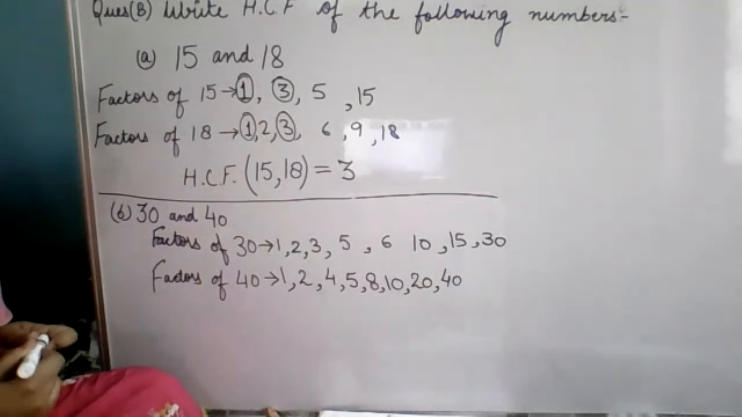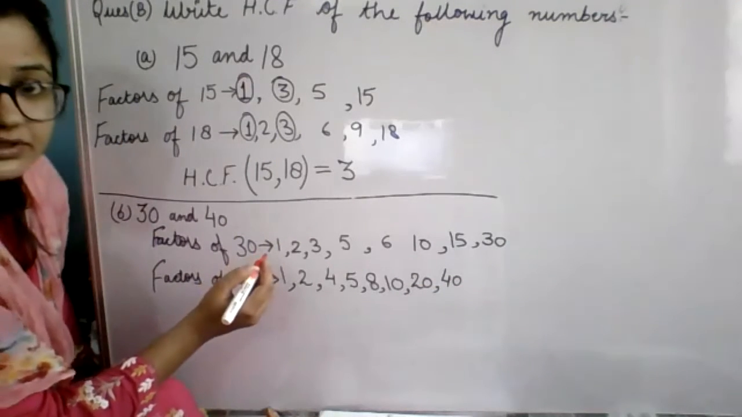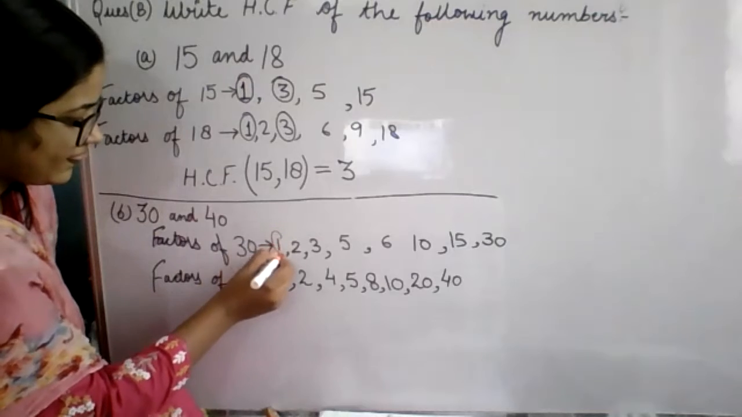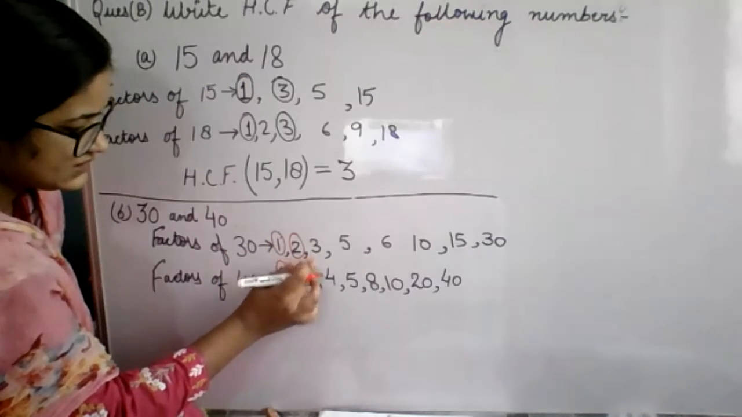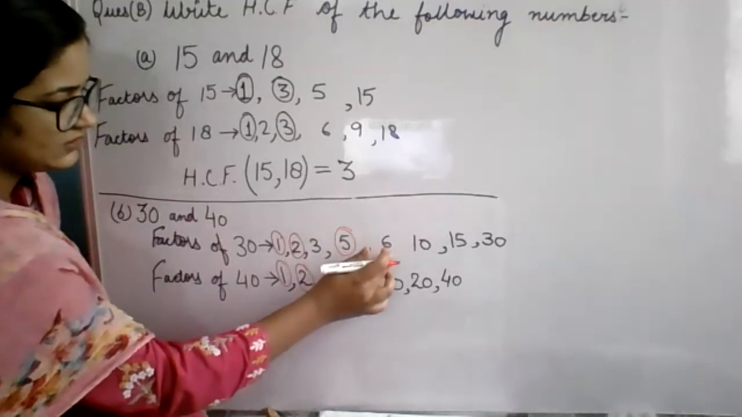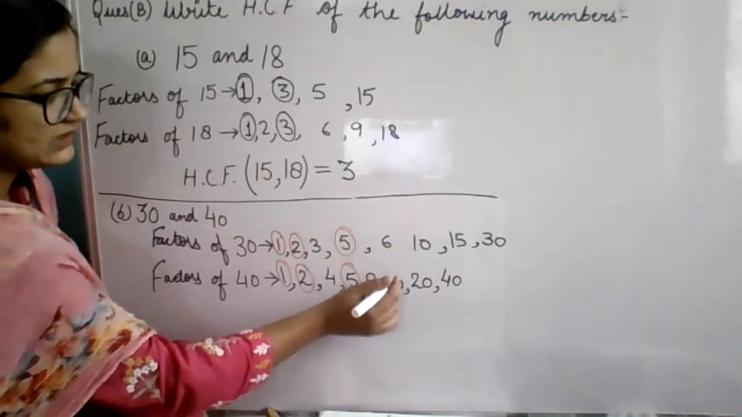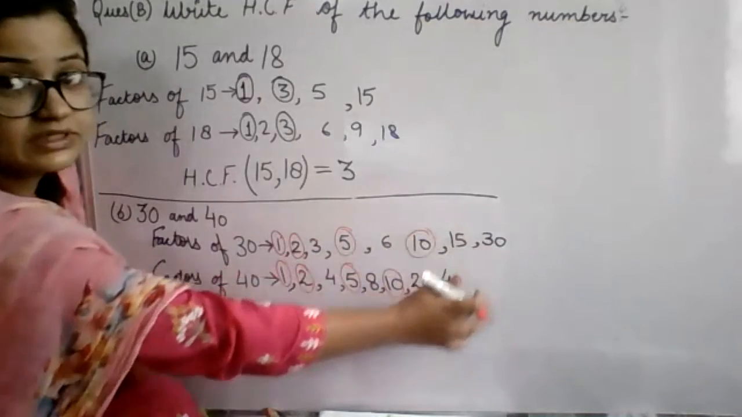Common ones. First of all, we will take out the common ones. Common is 1, 2, 5, 10. 3 is not there. 15 is not there. 30 is there.